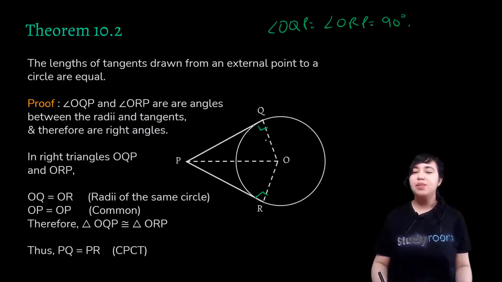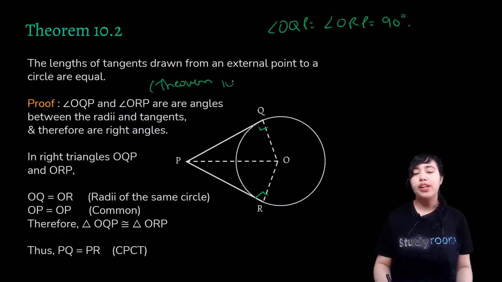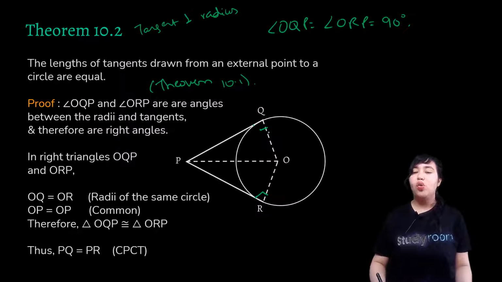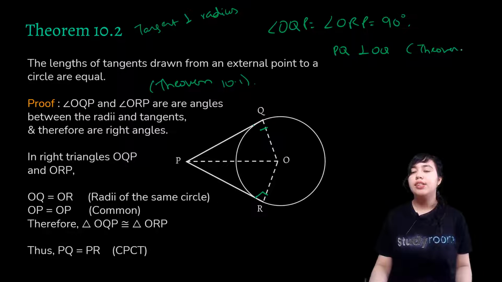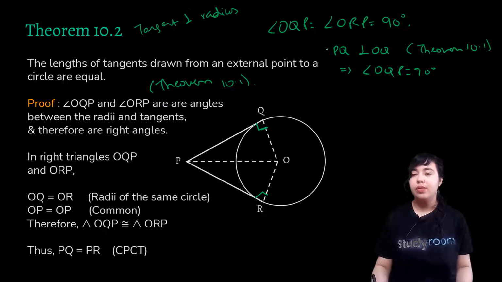Why am I saying this? Because if you remember in theorem 10.1, we said that a tangent is perpendicular to the radius of a circle, right? So OQ is what? OQ is the radius of the circle, PQ is the tangent, OQ is the radius. They are perpendicular because of theorem 10.1. So that's why I'm able to say that angle OQP is equal to 90 degrees.